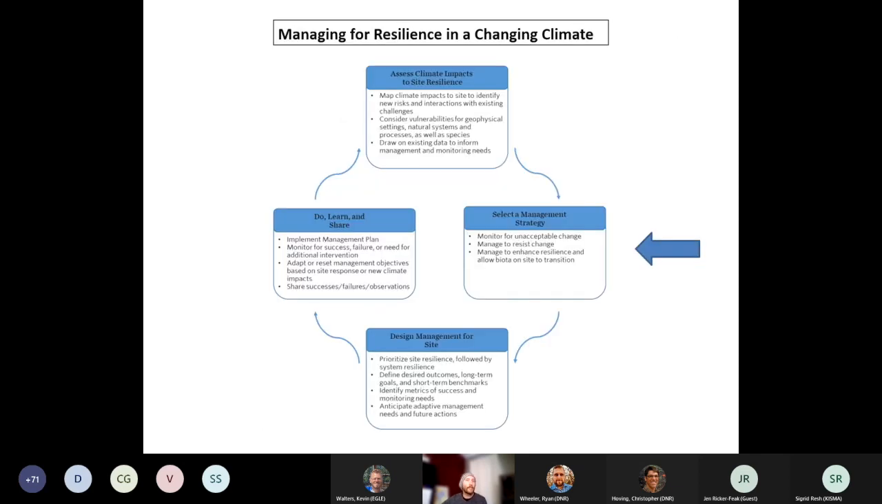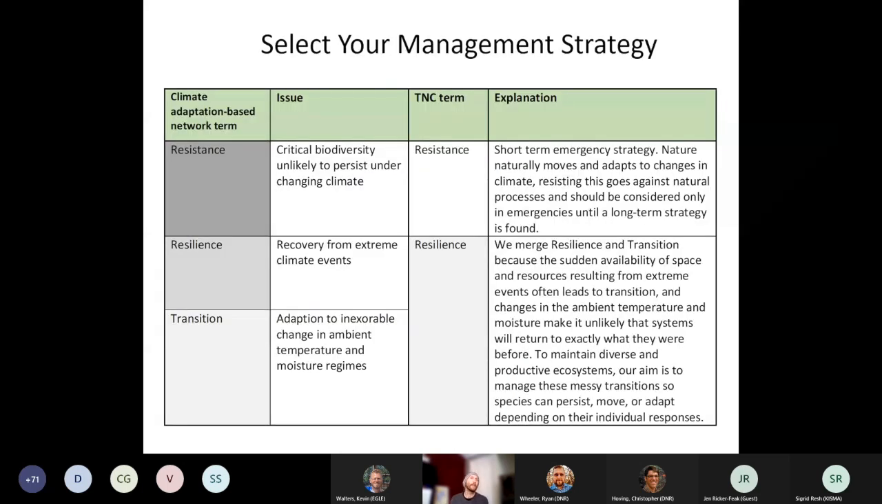The second aspect is to select a management strategy. And the framework, very similar to what Chris talked about with the Resist, Accept, Direct, came from a paper by Miller et al. in 2007 about a forest management approach to forest adaptation. And there's really three parts to that.